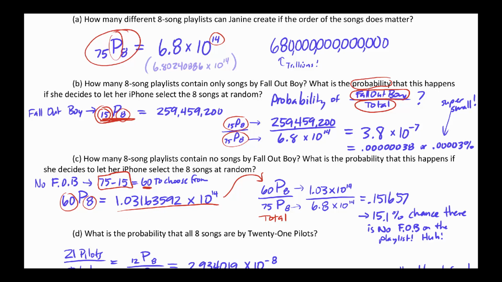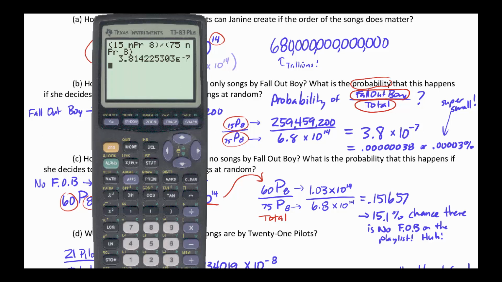I think the easiest way is just to enter that in your calculator, so you don't have to push a bunch of numbers, even though you can figure out those answers. So 60 permutation 8 divided by 75 permutation 8. And I actually get 0.151657. That's a 15% chance that there's no Fall Out Boy on the playlist.